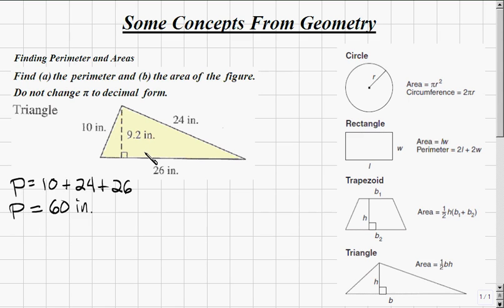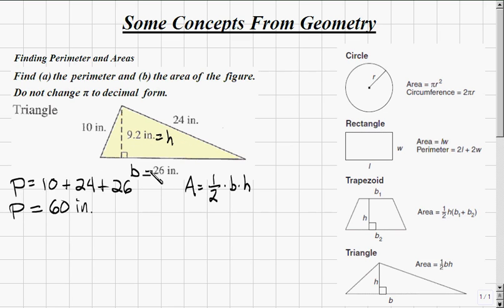To find the area of a triangle, we'll use the formula in the lower right side. The formula for a triangle where we have a length of a base, B, and a height, H, is the formula A equals 1/2 B times H. So we'll first write down the formula. A equals 1/2 multiplied by B times H, where our B, our base, is 26. So we'll label B as 26, and our height is 9.2.